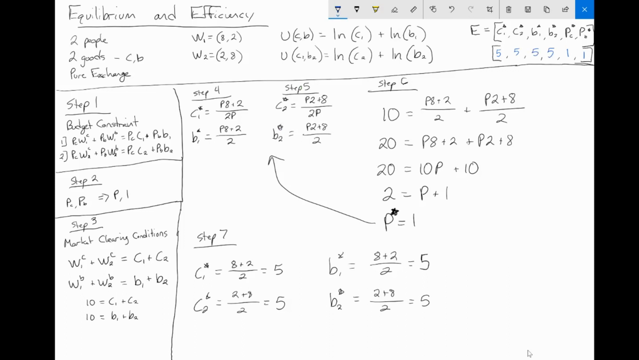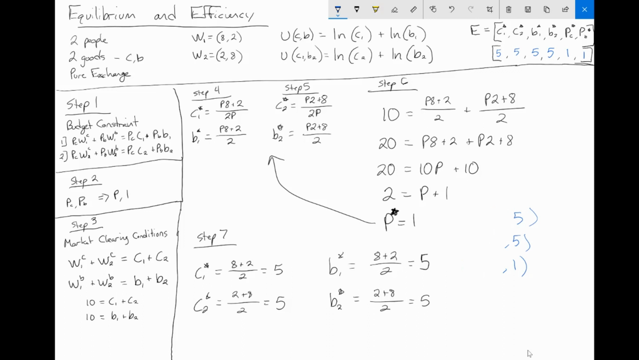So in this equilibrium, person 1 consumes 5 bowls of cereal and 5 bagels. Person 2 consumes 5 bowls of cereal and 5 bagels. The price of cereal is 1, the price of bagels is 1. And when the prices are 1 and 1, they will trade to the point where both of them will consume 5 bowls of cereal and 5 bagels.